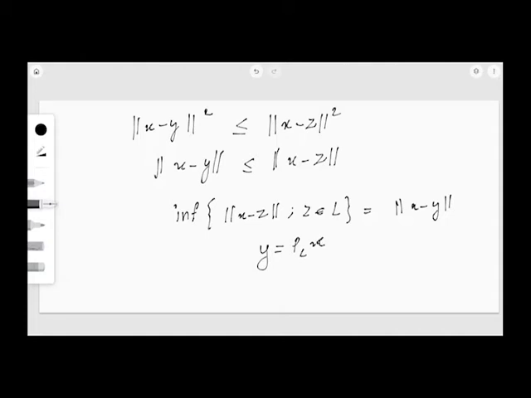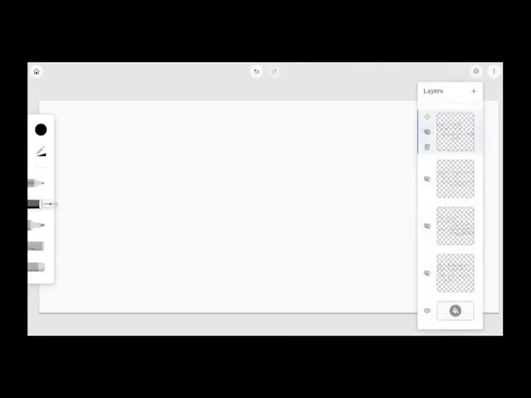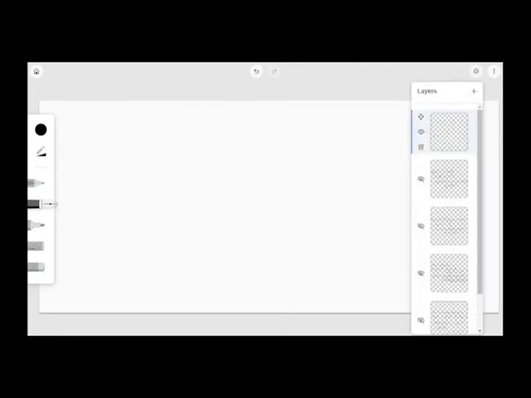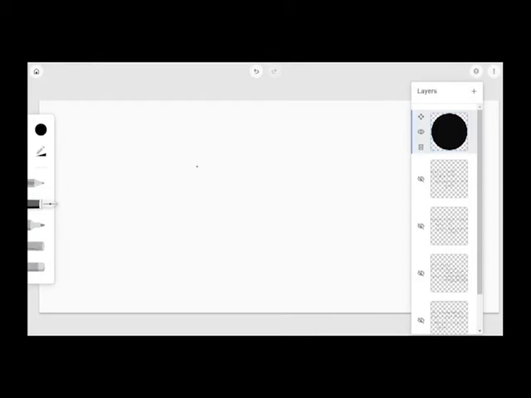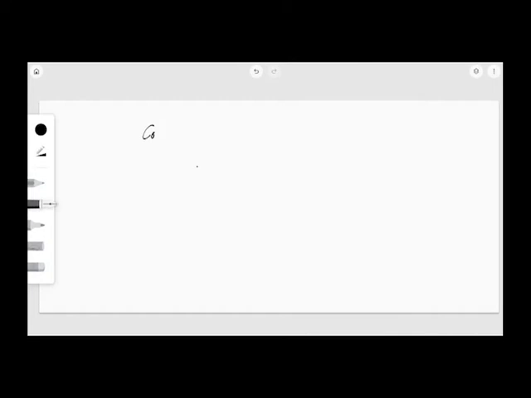Okay, so this is one part, that is we had assumed that x minus y was orthogonal to L, and we have proved that y is equal to PL of x. Now let's see the converse part. What is the converse part? Now let us assume conversely, suppose that y is equal to PL of x.